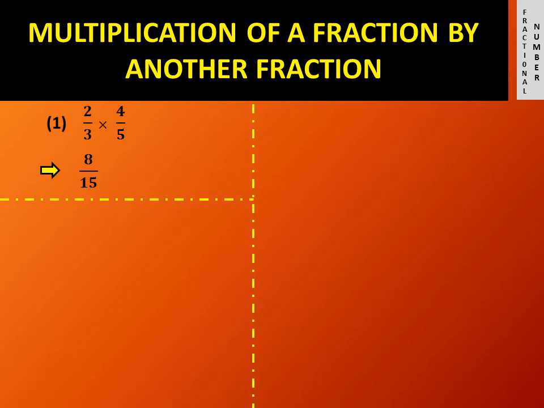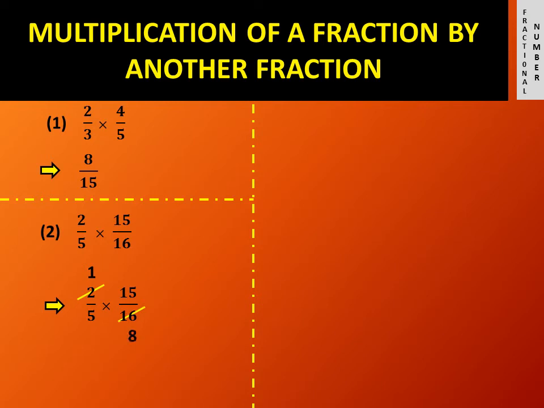Let's solve one more question. Question number 2. 2 upon 5 multiply 15 upon 16. If numerator and denominator are divisible by the same number, we need to cancel them out by the same number. Here I see 2 and 16 both are divisible by 2. So cancel them out by 2. 2 divided by 2 is 1 and 16 divided by 2 is 8.